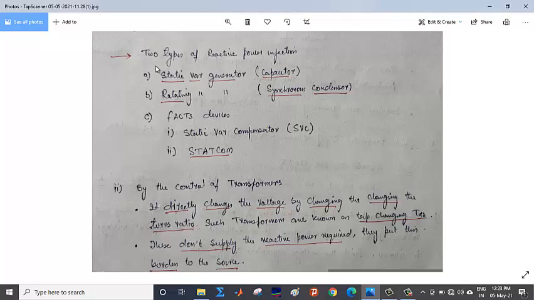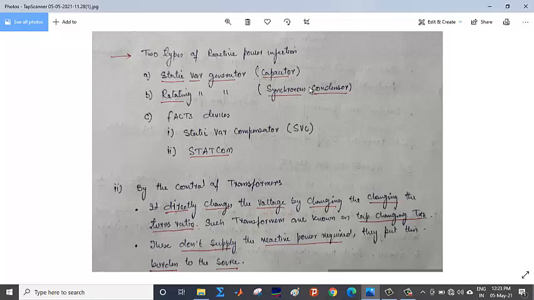This is used through two types of reactive power injection. One is the static var generator, that is a capacitor, or we can use an inductor as well, because for the Ferranti effect, we can use the inductor to consume the reactive power supplied by the shunt capacitance of the transmission line. A static var generator in general can be a capacitor or an inductor. The other is the rotating var generator, which is a synchronous condenser. It's actually a synchronous motor which is connected to the system at no load. That is known as a synchronous condenser. Actually, it acts exactly in the same manner as the capacitor.